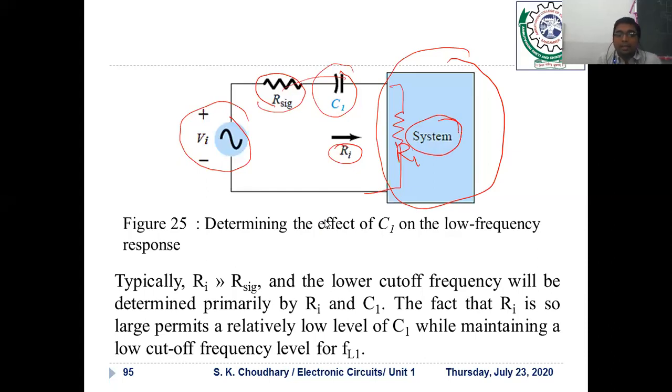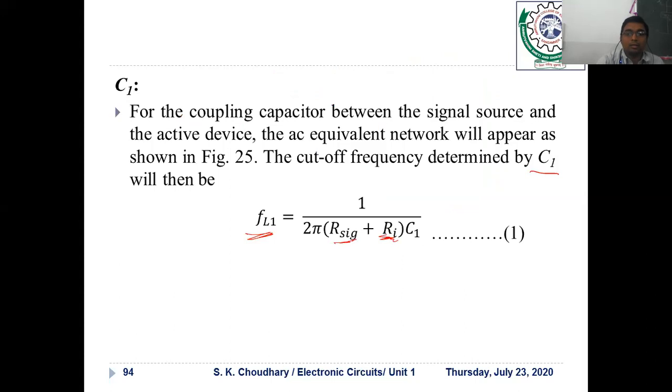Typically, the input resistance Ri is much larger than the signal resistance, as we learned in the last discussion. The lower cutoff frequency will be determined primarily by Ri and C1. The fact that Ri is so large permits a relatively small C1 while maintaining the lower cutoff frequency. So the frequency produced by C1 is FL1, 1 upon 2 pi, R signal plus Ri, into C.